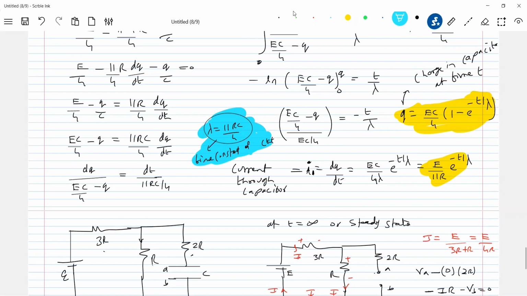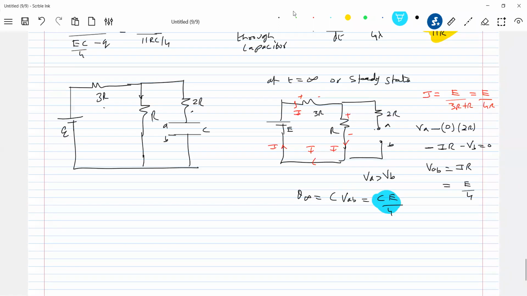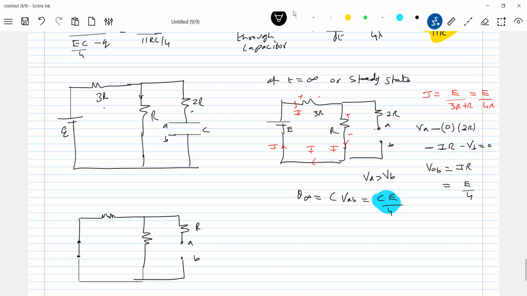In general, what is the equation for charge on the capacitor? Q equals steady state charge in the bracket 1 minus e to the power of minus t by lambda. So how to determine the steady state charge? And how to bring in the time constant? For the time constant, where a cell is there, replace the cell with its internal resistance. What is the internal resistance of the cell? 0. So I'll make the EMF 0, it becomes a short circuit. Since it's an ideal cell, I'm replacing it with a short circuit.